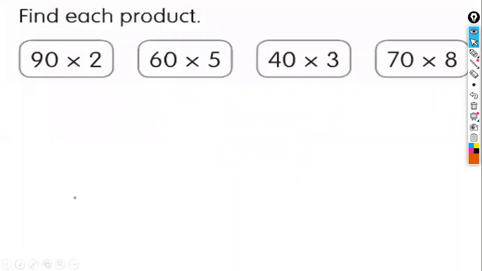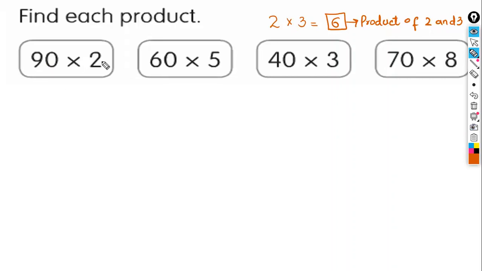Now find each product. The product is called the answer of the two numbers which are multiplying together. For example, the product of 2 and 3. So we have to find out the product of each multiplication here.